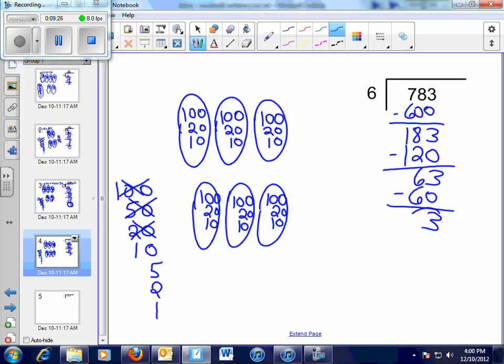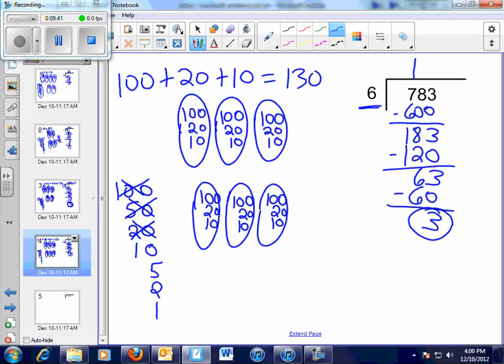Again, my number that I can divide is less now than my divisor, excuse me. And so I'm done dividing. 100 plus 20 plus 10 equals 130. So my answer is 130, remainder 3.